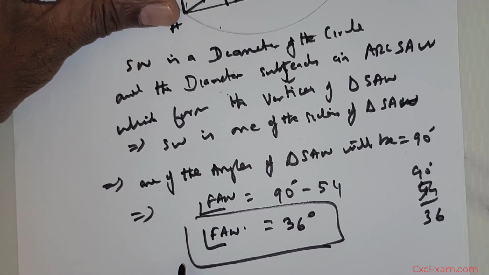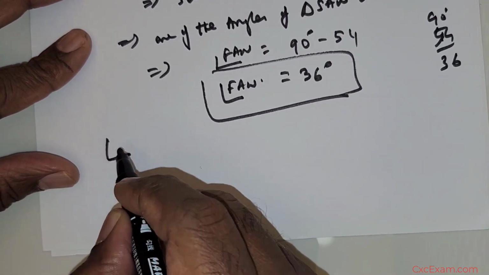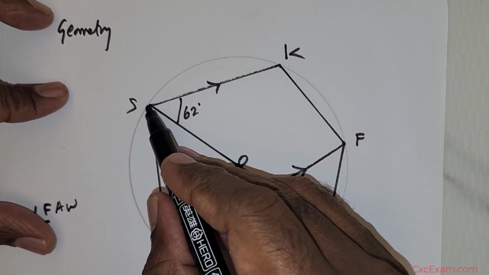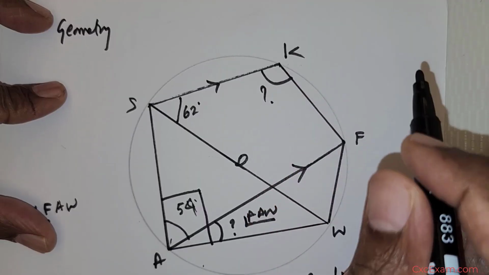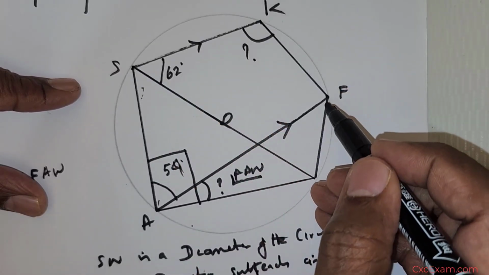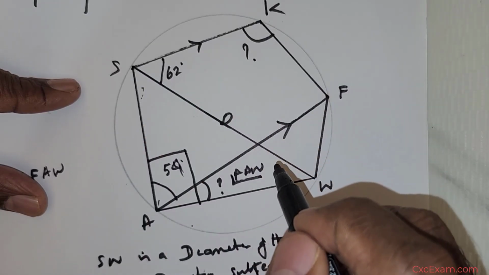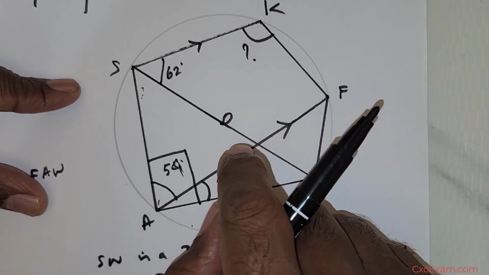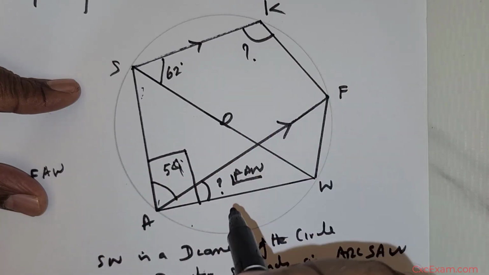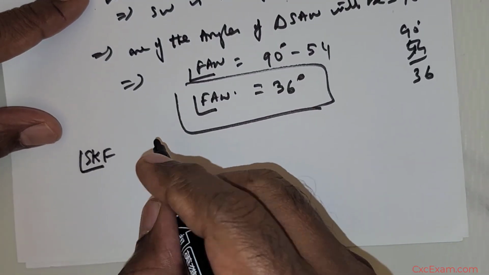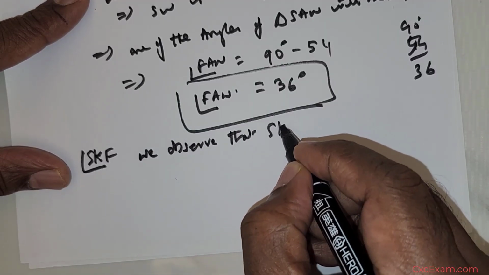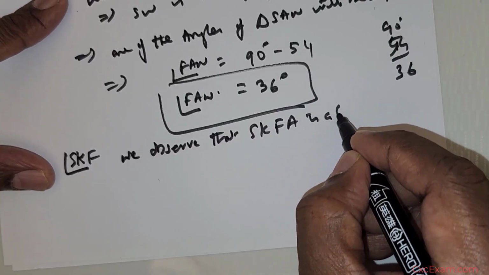Now the next part is we are asked to find angle SKF. S, K and F. Now consider this diagram SKFA. What is that? It is a quadrilateral. Now this quadrilateral is actually inscribed inside a circle. So that means this is a cyclic quadrilateral. So I'm going to state that. We observe that SKFA is a cyclic quadrilateral.